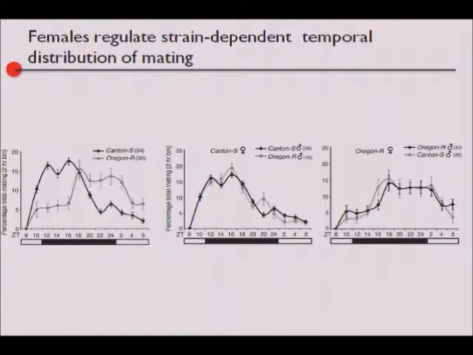We then placed Oregon R males with Cantonese females and got out the Cantonese pattern almost identically. And we placed Cantonese males with Oregon R females and got out the Oregon R pattern almost identically. And what that tells us is that the females are regulating the temporal expression of mating. Again, this is sort of a matter of the group dynamics.